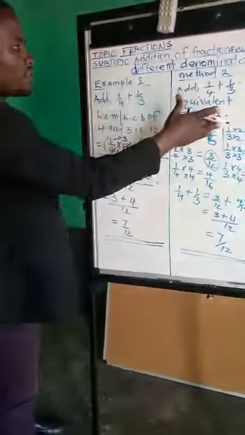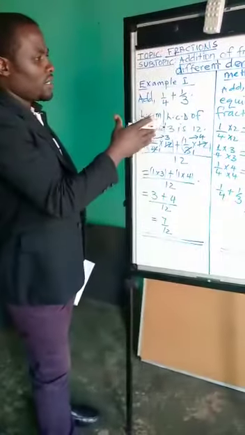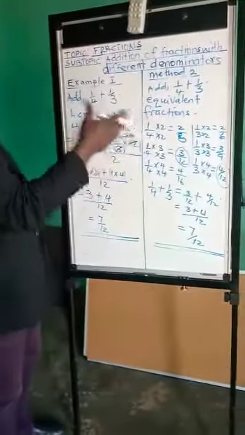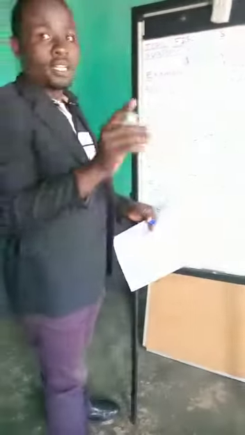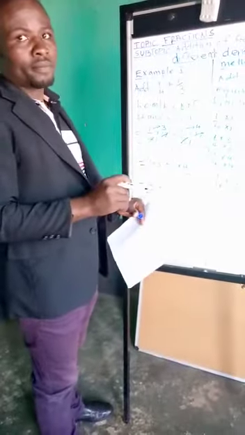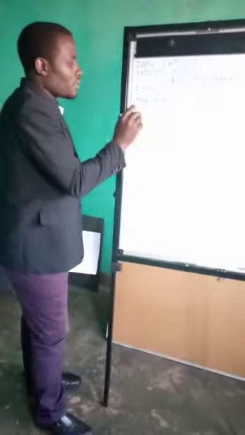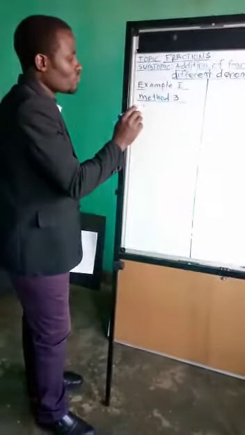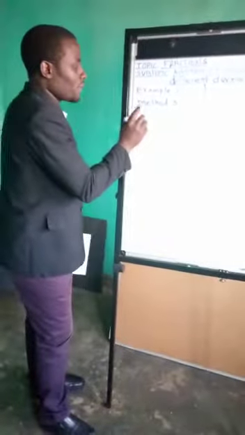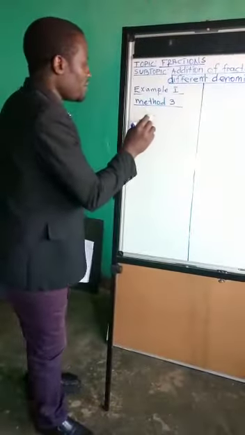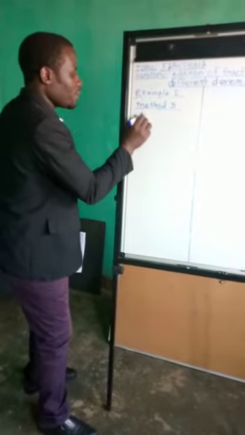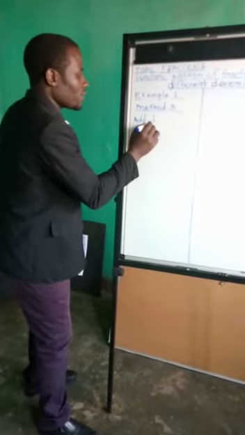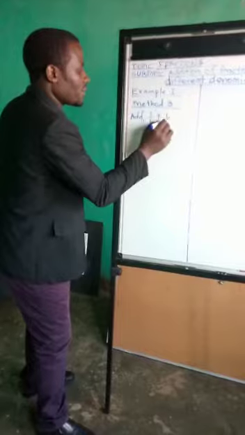You can use this method or the other, whichever is better for you. We are going to have the third method. This is our method 3. It is a bit simple. We are still doing the same numbers: a quarter plus a third.